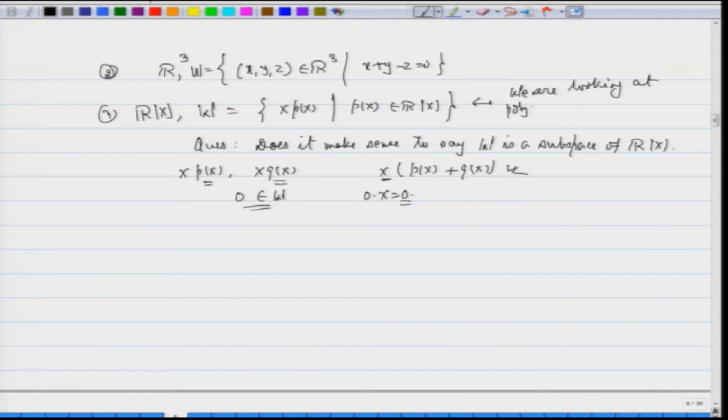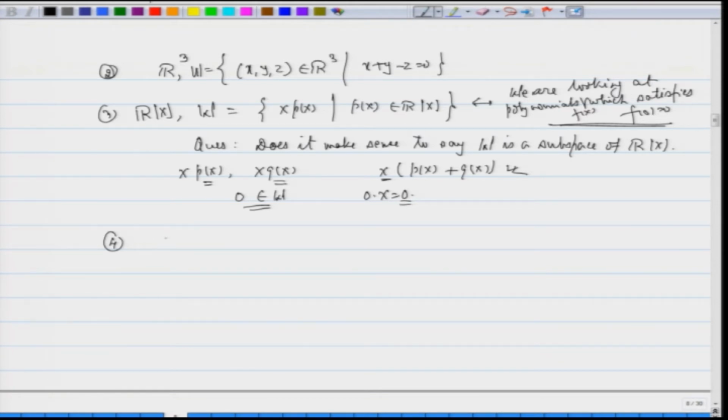polynomials which satisfy f(0) is equal to 0. We are looking at polynomials f(x) for which f(0) is 0. All right. So, 0 is there. All these polynomials have 0 as a root. Fine.